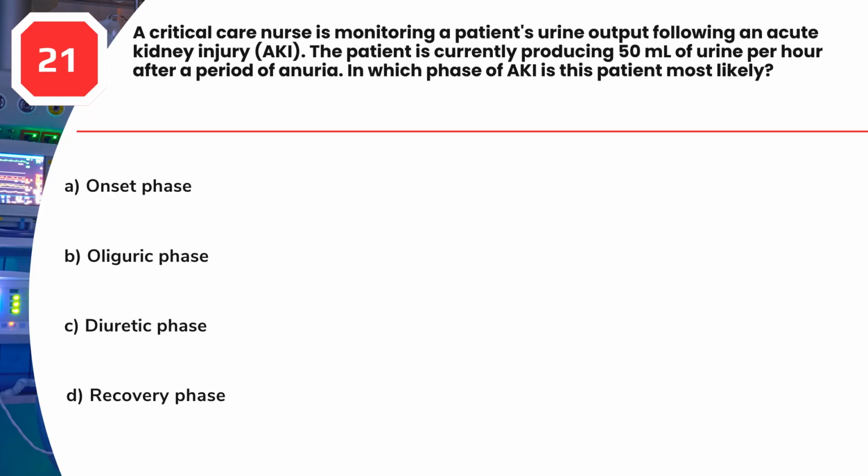Question 21. A critical care nurse is monitoring a patient's urine output following an acute kidney injury, AKI. The patient is currently producing 50 milliliters of urine per hour after a period of anuria. In which phase of AKI is this patient most likely? A. Onset phase. B. Oliguric phase. C. Diuretic phase. D. Recovery phase.